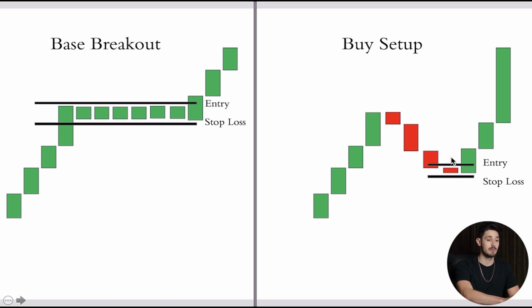And of course, we get these subsequent moves higher, and this is what we're going for. With the breakout and the buy setup, we're going for a nice entry here. We place our stop loss below the base, nice rally. Place our entry over this candlestick, stop loss under the pullback, nice rally.